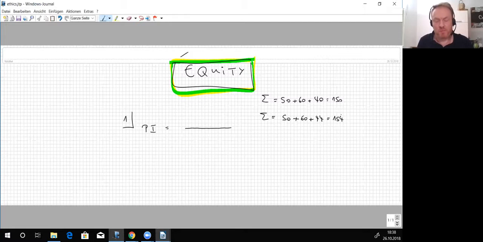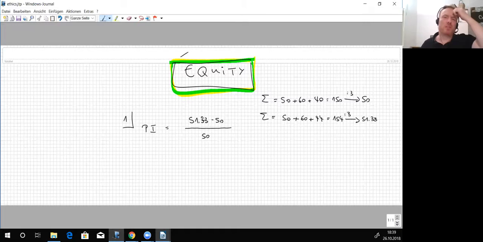Now, if we divide by 3, 150 divided by 3 equals 50, the average price. And now 154 divided by 3 gives us an average price of 51.33, which means that the price index, as we look at the average prices, is 51.33 minus 50. So the price of today minus the price in the last period, divided by the price of this last period. So it's always looking at the last period. The price change from the past to now divided by the past price, which is equal to 2.667%, if we round it to three decimal places.